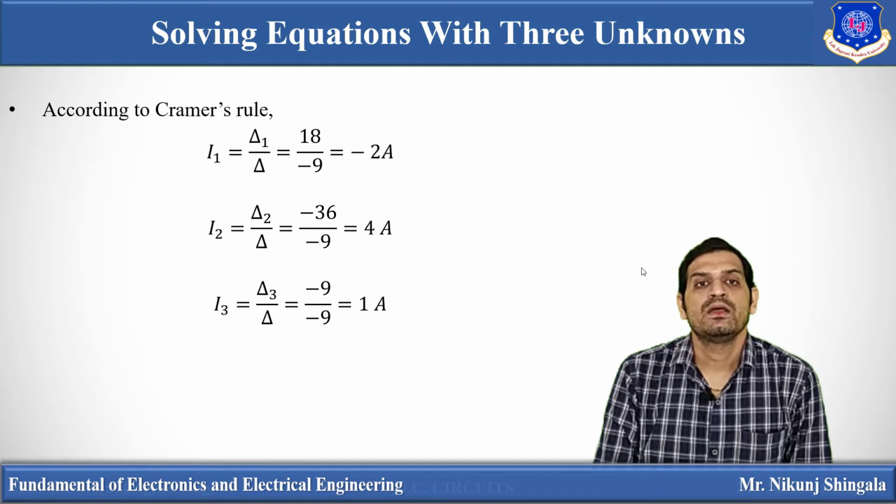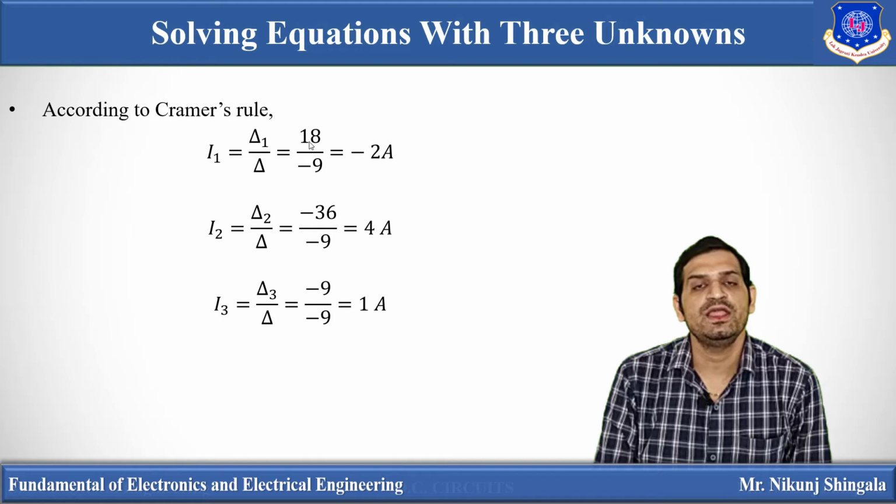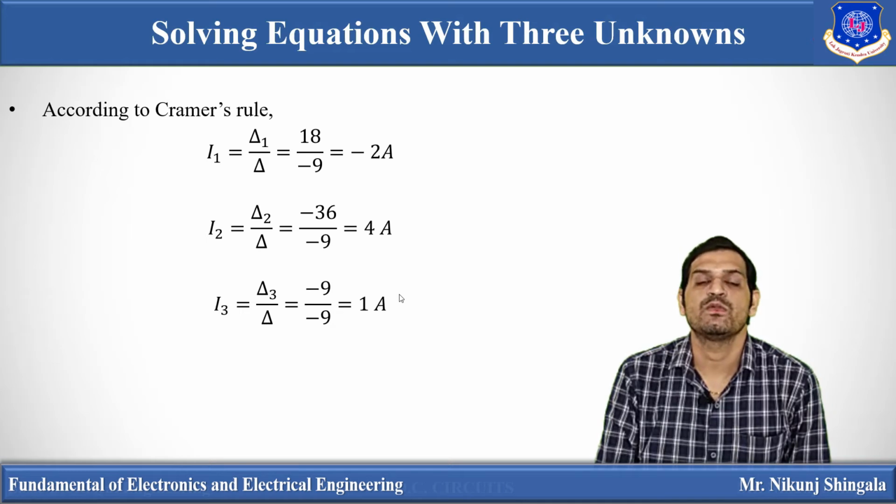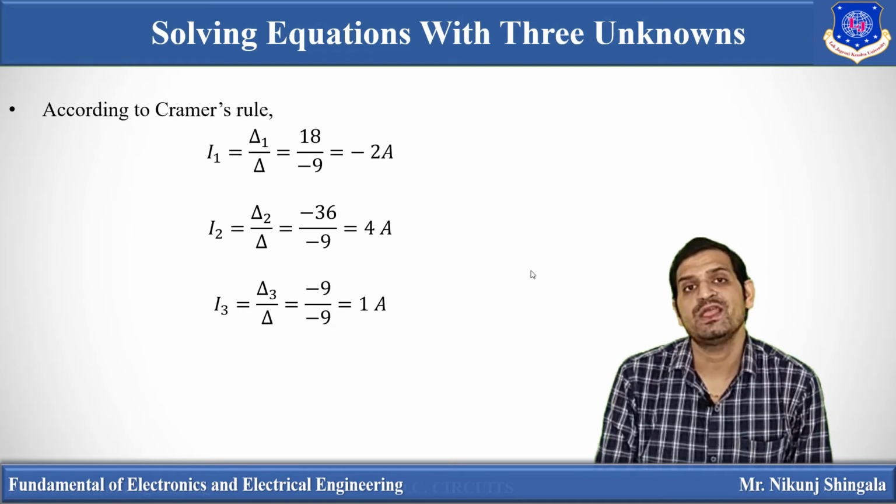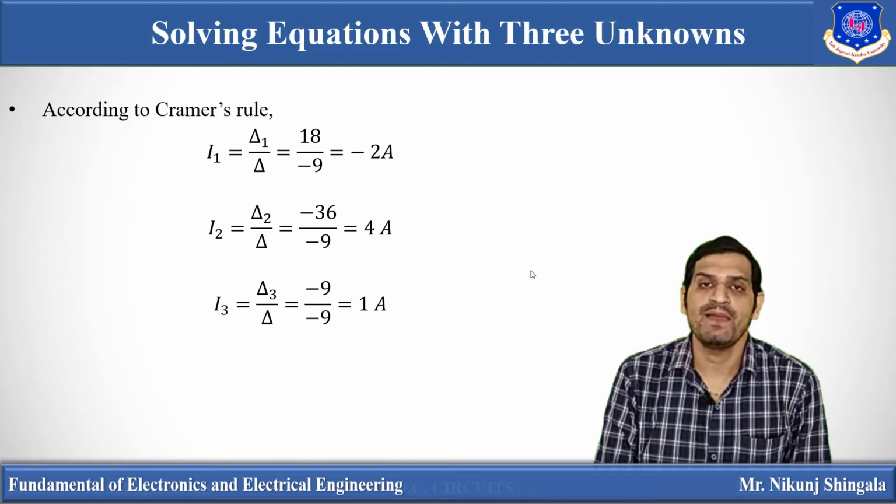Now, according to Cramer's rule, current I1 can be determined using delta 1 by delta. The value of delta 1 is 18 and the value of delta is minus 9, so it will be minus 2 ampere. I2 is delta 2 by delta, so minus 36 divided by minus 9, so it will be 4 ampere. And I3 is delta 3 by delta, that is minus 9 divided by minus 9, that is 1 ampere. So this is how we can solve the given circuit using mesh analysis.